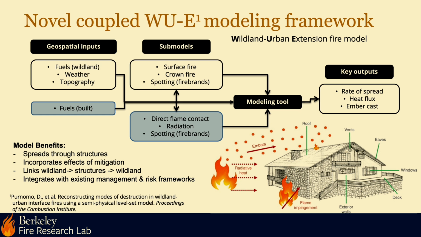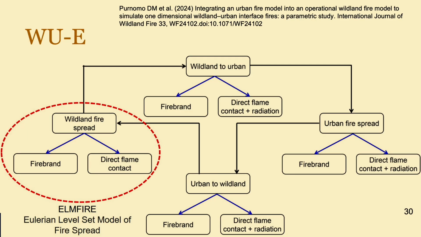And so what this has is direct flame contact, radiation, and spotting firebrands. It spreads through structures, incorporates mitigation, and links these together, and integrates within current risk and management frameworks. And essentially what this is, is it's just so we can talk from wildfire spread to urban, urban back, and they all talk to each other, so that none of the models are independent, but these have the feedbacks and the interaction. And so it really was just a matter of getting these to talk to each other, and now, of course, speeding it up, which we've been able to accomplish a lot in the last year or two.